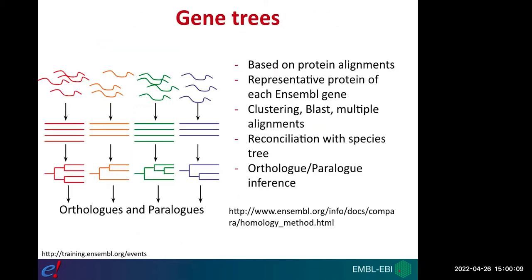One of the first types of analyses that we produce is our gene trees. This is where we take a single protein from each gene that's annotated in every species in Ensembl. Then we perform a process of clustering, BLASTs, alignment, and multiple alignments. And then we reconcile that against the species tree to produce our gene trees. From the gene trees, we make ortholog and paralog predictions. So we make our homology predictions using the gene trees that we produce.